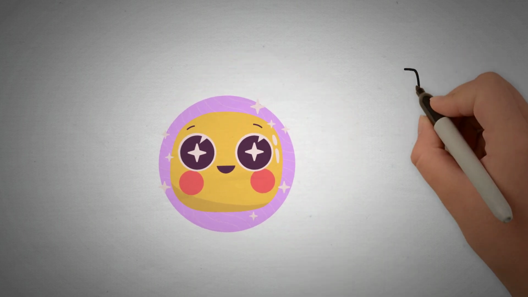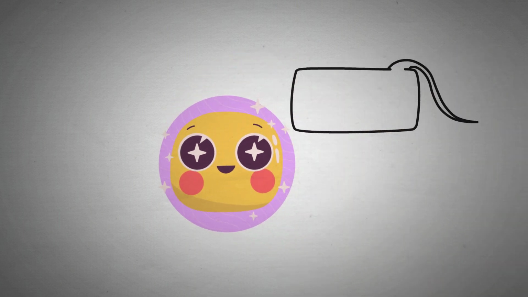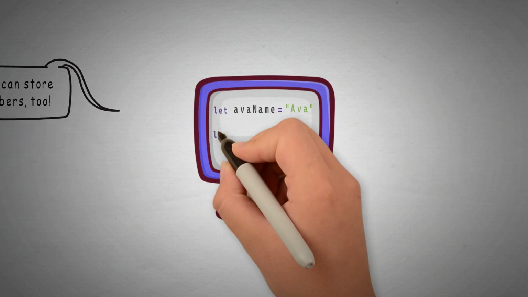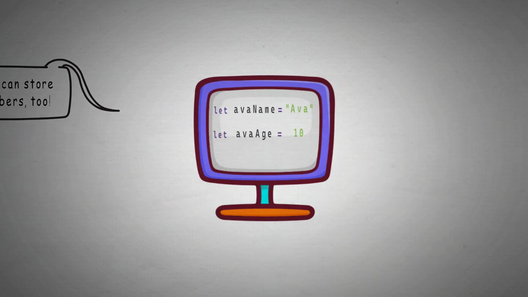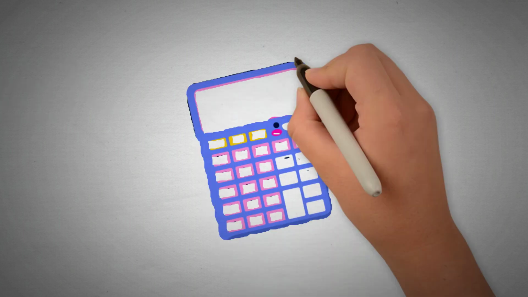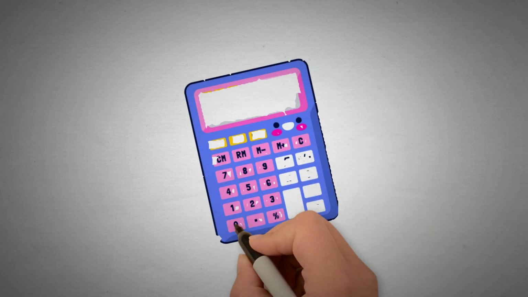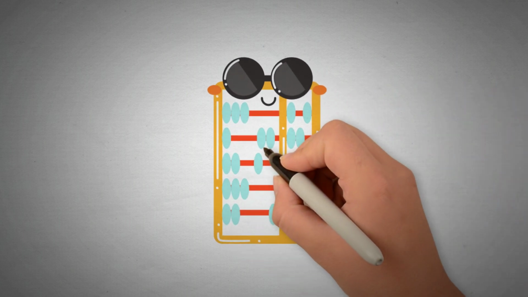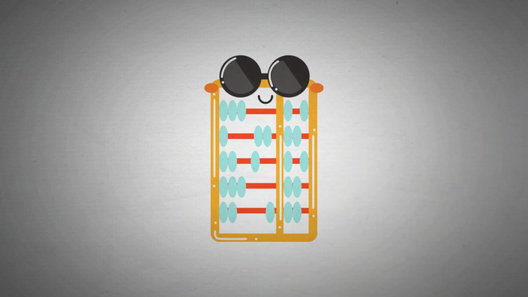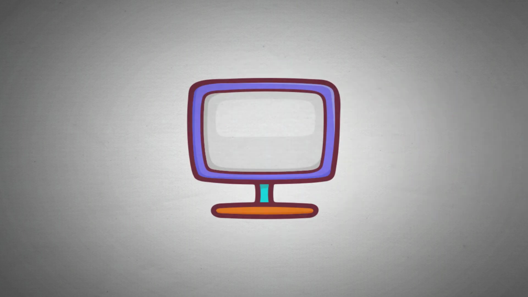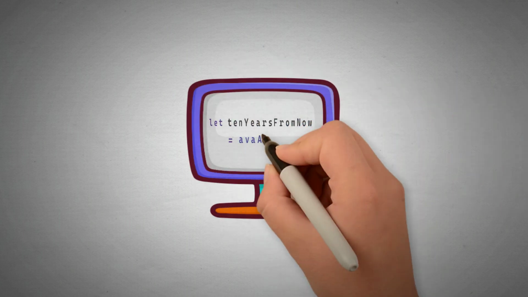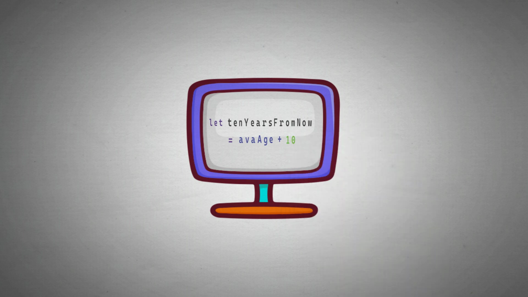The wizard showed her that she could also store numbers in a variable like this. Let Eva age equal to 10. Eva also learned that variables could be used to make calculations. For example, she could use the variables from earlier to find her age in 10 years. Let 10 years from now equal to Eva age plus 10.